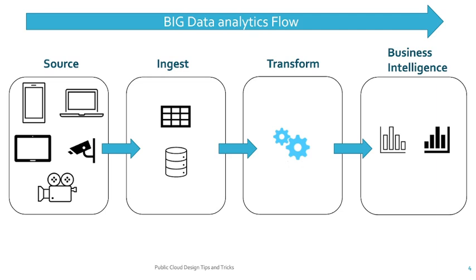Now let's try to understand the big data analytics flow. There are four phases: source, ingestion, transformation, and business intelligence. The source phase means where the data is getting generated. That means your IoT devices, your video streaming or your logging systems. These are all sources of big data.